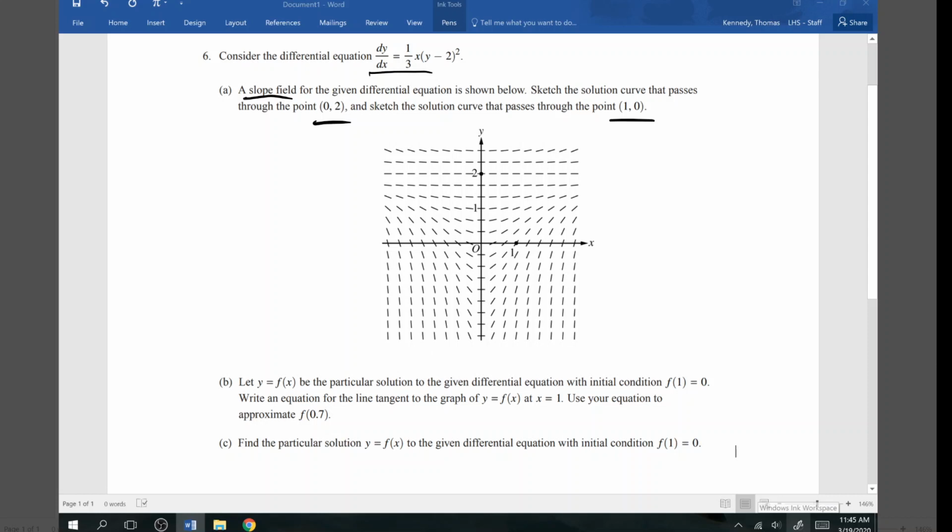And 0, 2 has a really easy solution curve. The graph is straight up flat there. Cool. Through 1, 0, the solution curve is a little harder. It's definitely getting more and more steep. Then it's getting less and less steep, flattening out, and then going back. So this thing should look somewhat symmetrical.